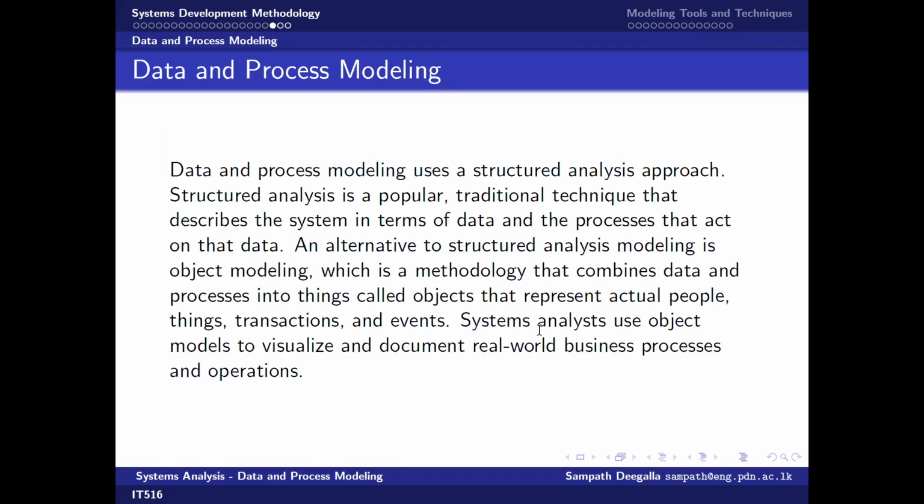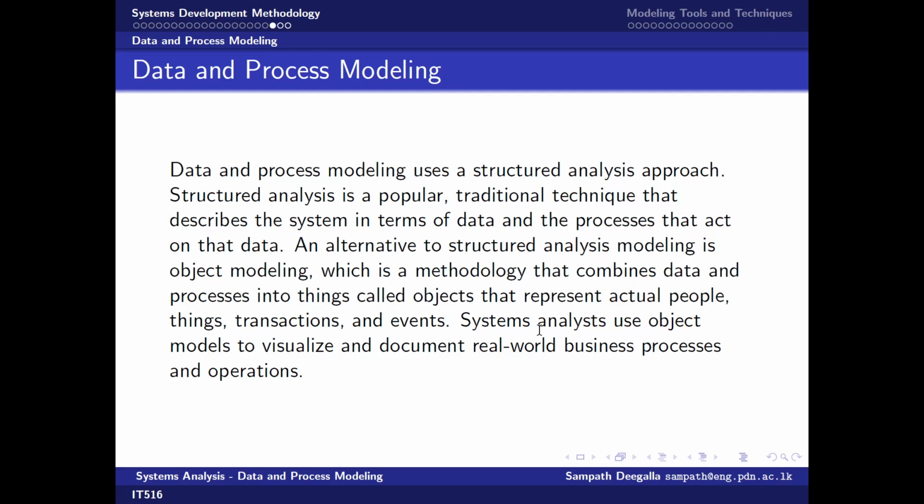Remember, last time we also discussed the importance of modeling. We looked at how data structures and structure charts could be used. And today we will focus more on the data process model. This is a traditional technique which we will use to describe how data and processes describe the system.